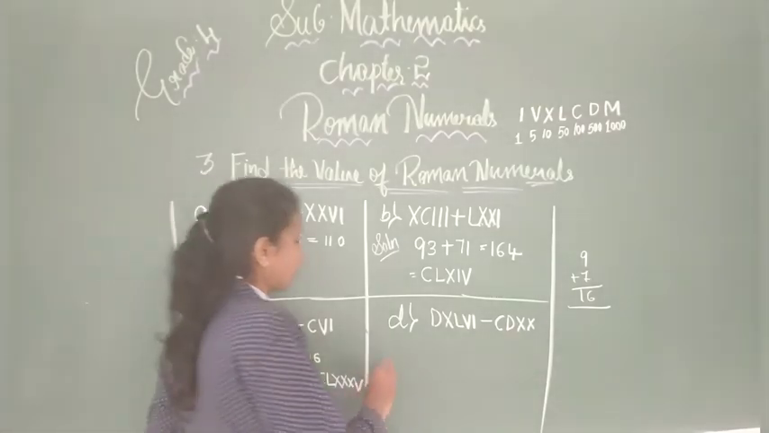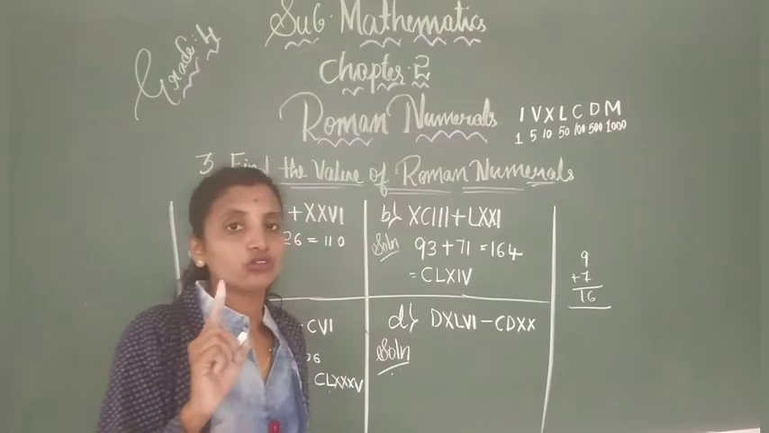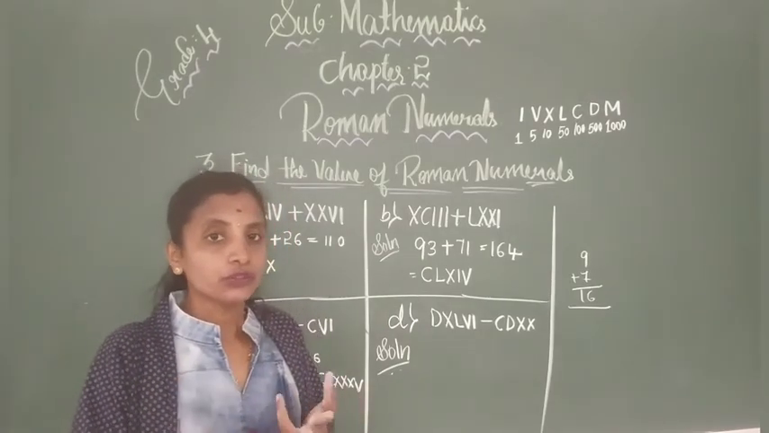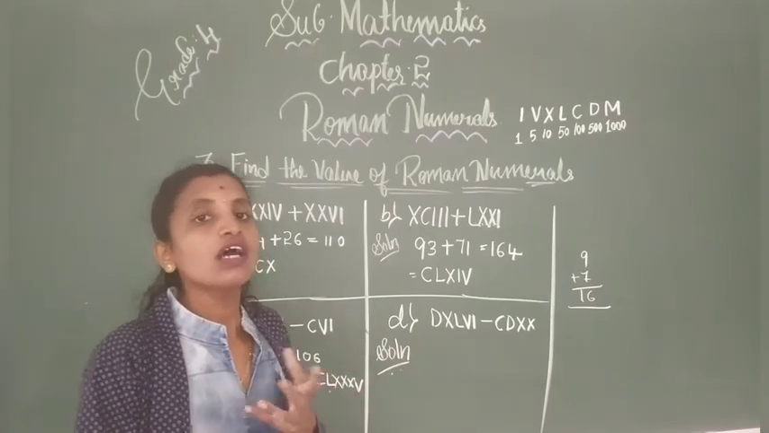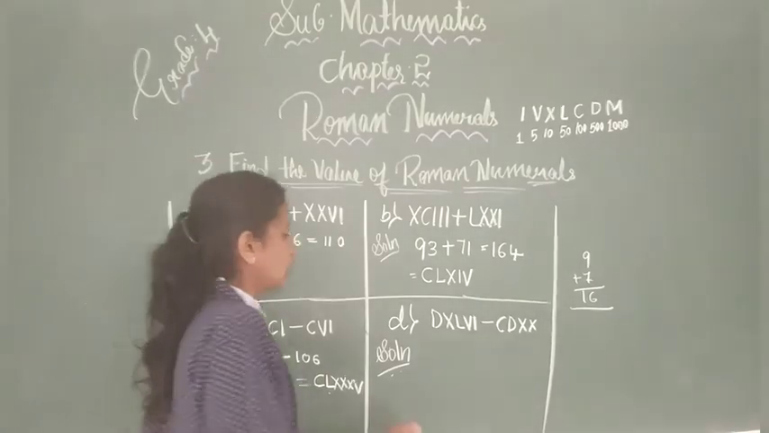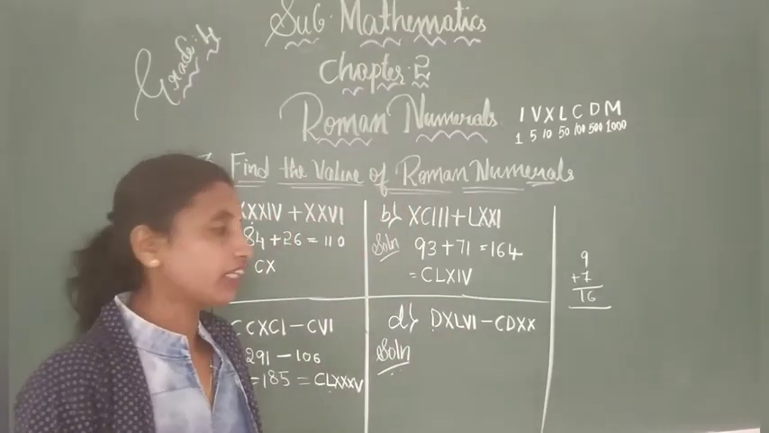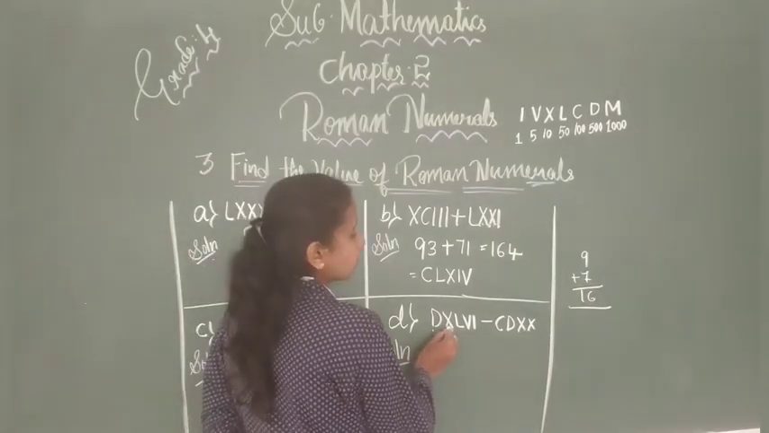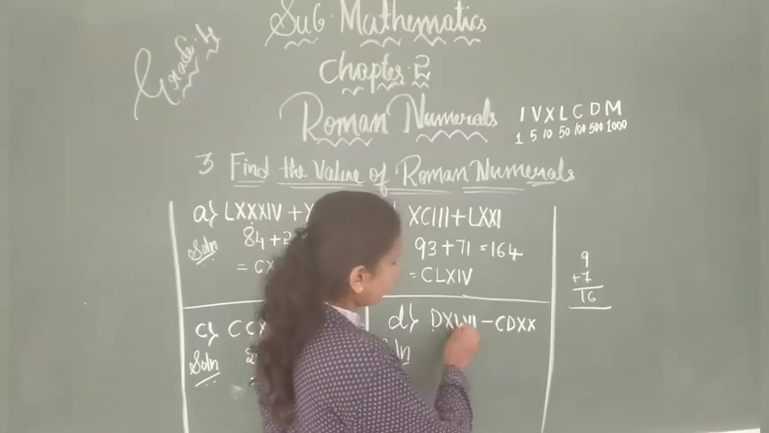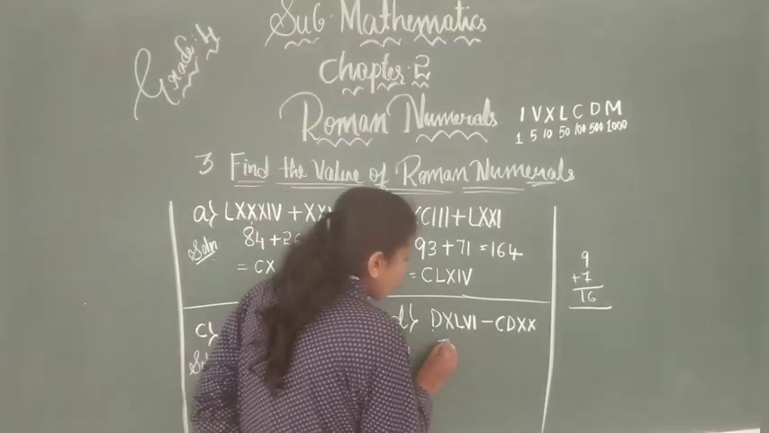Next, one more example. Don't get confused. First you learn the rules of repetition, rules of addition, and also rules of subtraction. Then you can solve this easily. D means what? 500. X means 10. L means 50. X in minus 1, so 40.